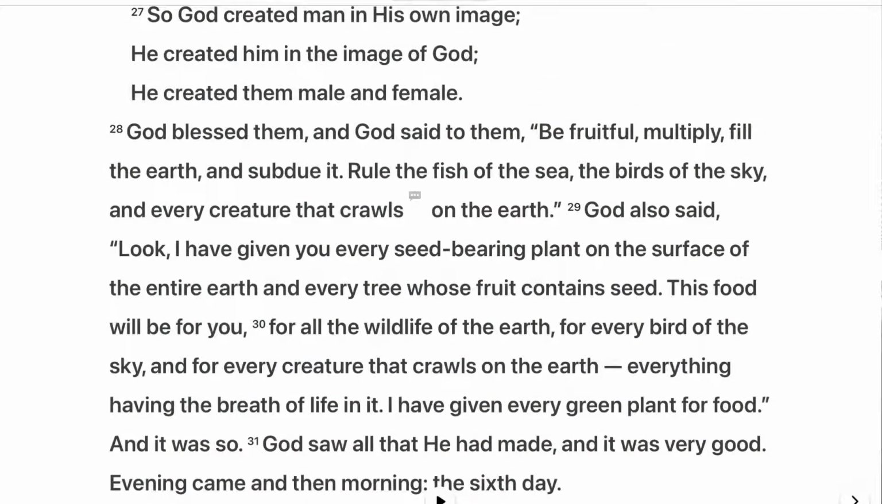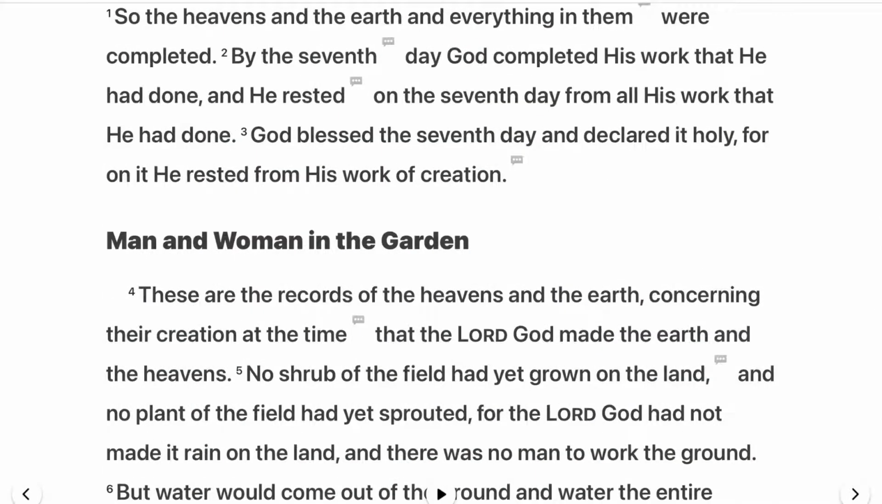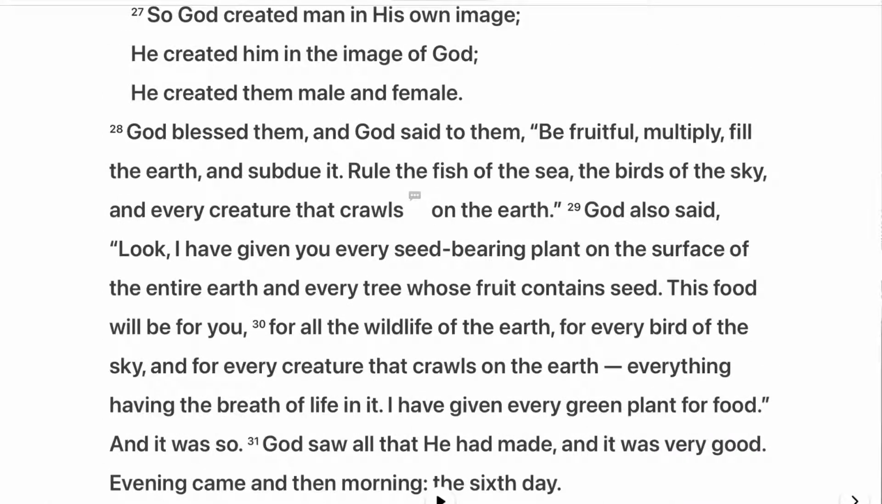Now, we also see this picture of what is good. And so now, if we want to measure what good is versus what is not good, we have a standard. We have a standard right now. Oh, and let me go back. I'm going to look at this last verse, verse 31. And God saw all that he made, and that it was very good.